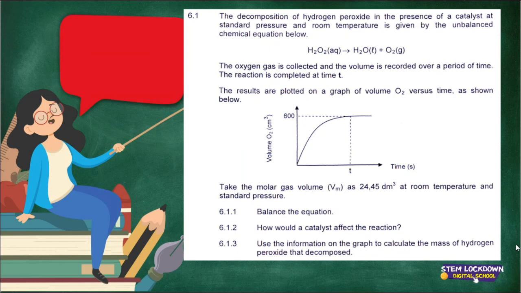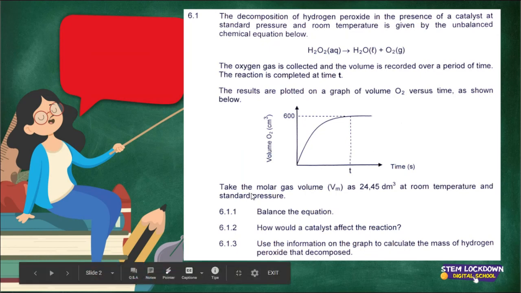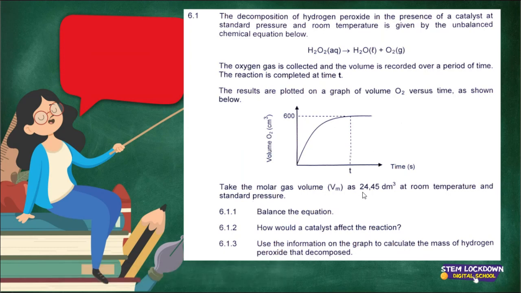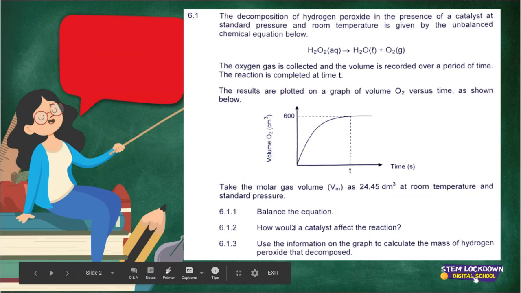Right, now the first thing is that you have to take the molar volume of a gas as 24,45 cubic decimeter at room temperature and standard pressure. Then the first question was to balance the equation, then how would the catalyst affect the reaction, and then to use the information on the graph to calculate the mass of hydrogen peroxide that decomposed. So let's see, how do you balance the equation?